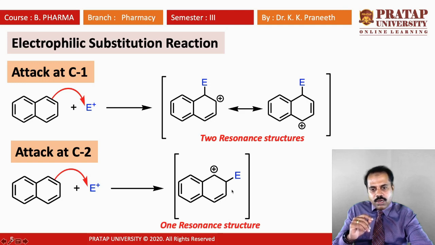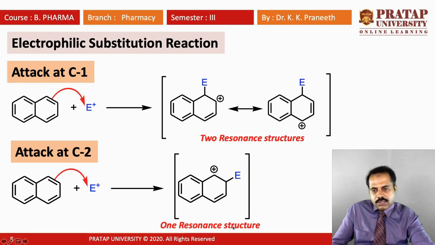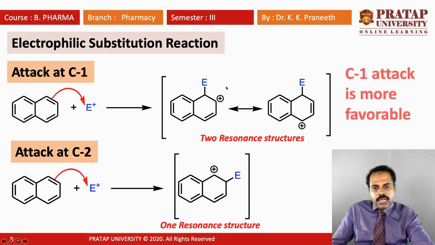But I am telling only about this ring. In this ring, 2 structures are possible, one is here, one is here. But here I had only one possibility, only one resonance structure for the positive charge. What is the meaning? The C1 attack is more favorable compared to C2 attack. C1 attack is more favorable than C2 attack.